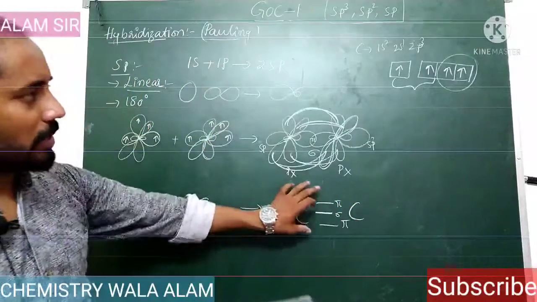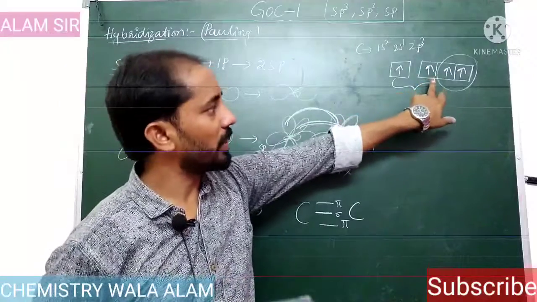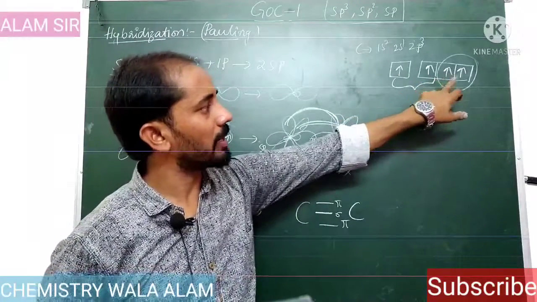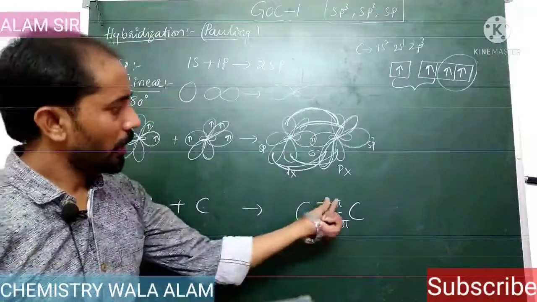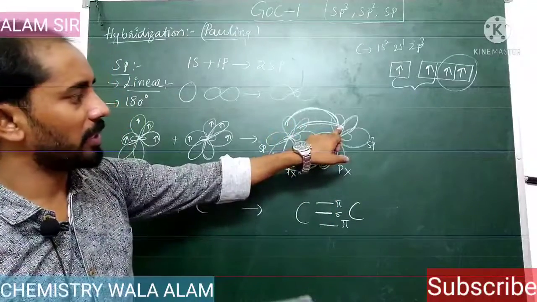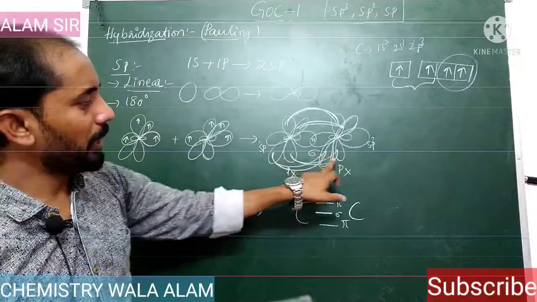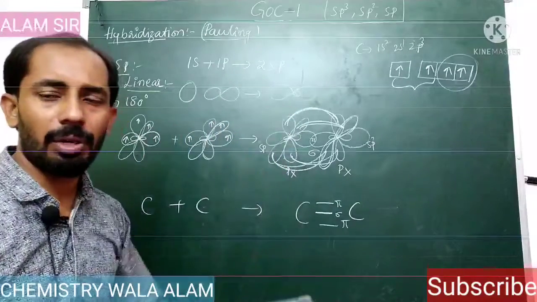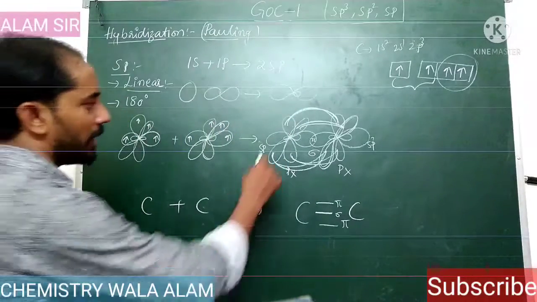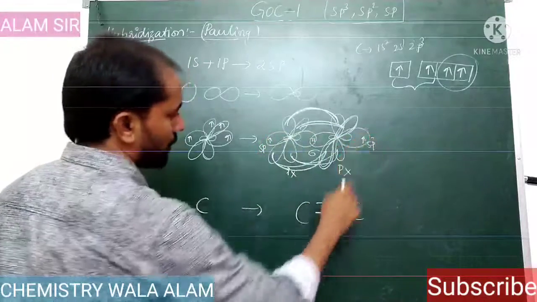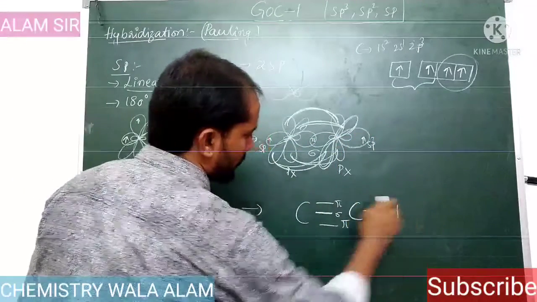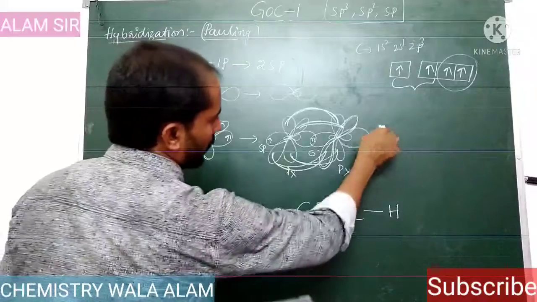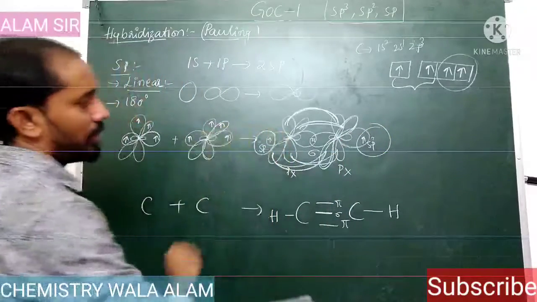Now, how are the two pi bonds formed? Suppose px and py are involved. Now px with px will form one bond, and py with py will form one bond. Then pz and the s orbital are involved, which is called sp hybridization. Next, here one electron will be present, and here also one electron. That will form a bond with hydrogen, s orbital with s orbital.